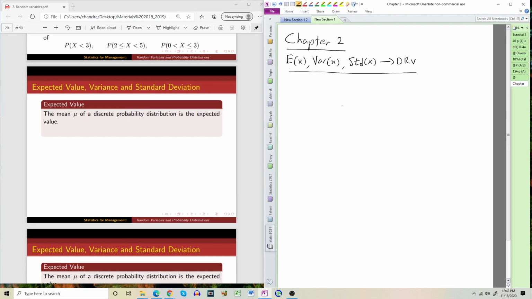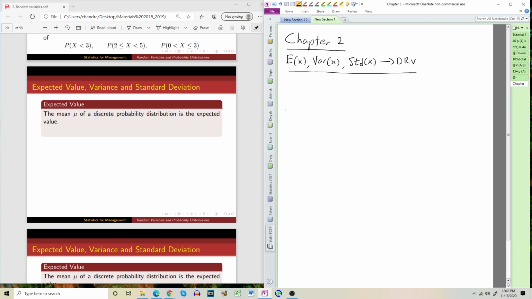Here the mean, we will denote it by E(X), known as expected value. Expected value is the mean. VAR is variance, STD is standard deviation. Whatever we are finding here is for a DRV, a discrete random variable. Later on, for continuous random variables, we also will do the same thing, but with a different method, a different kind of computation.